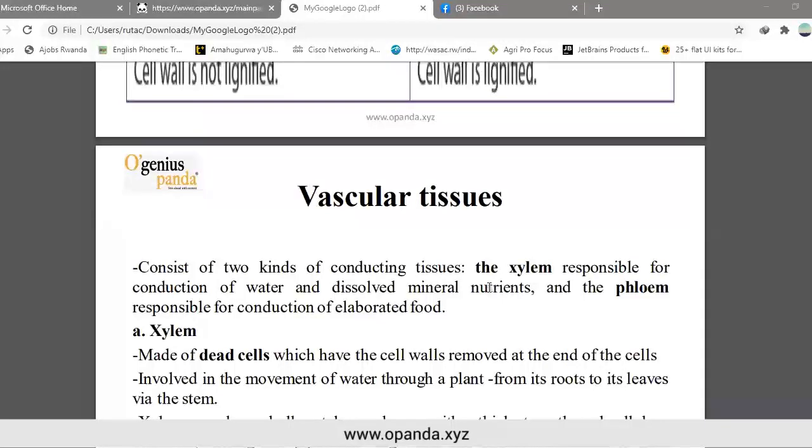Vascular tissues, these are of two kinds, xylem and phloem. Xylem is responsible for conduction of water and dissolved mineral nutrients, while the phloem is responsible for conduction of elaborated food. Elaborated food, that is an organic food which is made in the leaves. We can give examples of sugars. They go downwards from the leaves to the other parts of the plant.